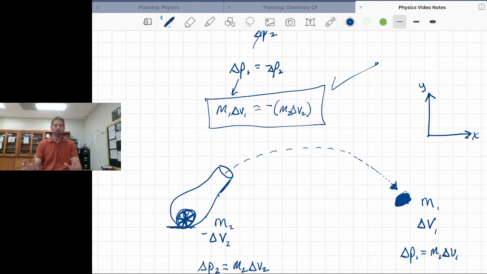And a system is just all the variables, all the things that are interacting together in whatever it is you're measuring. That's what we mean by a system.